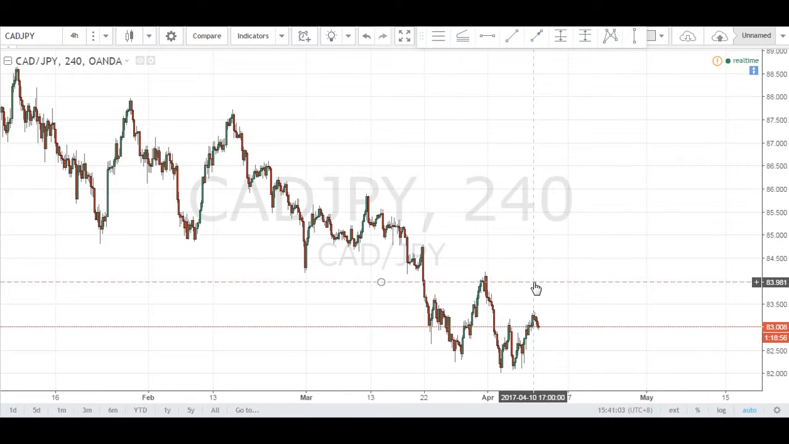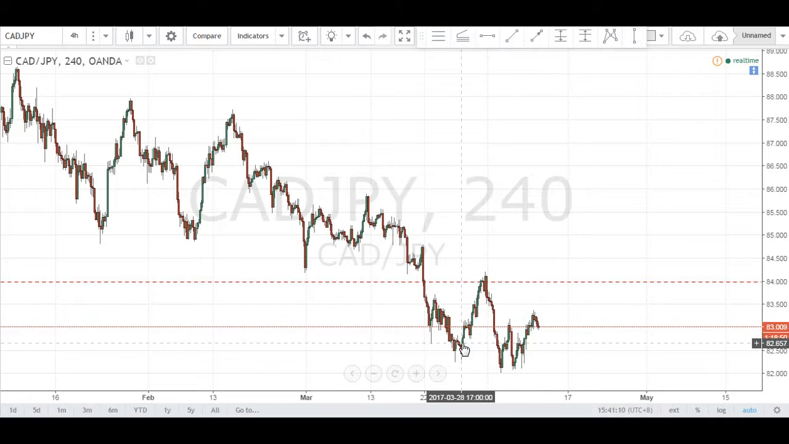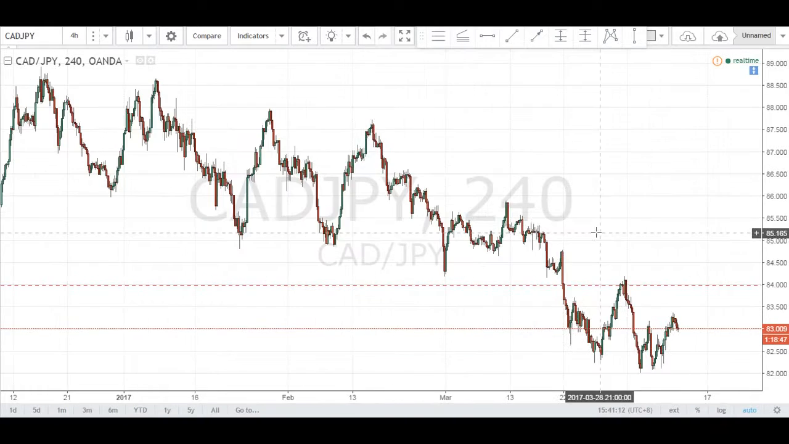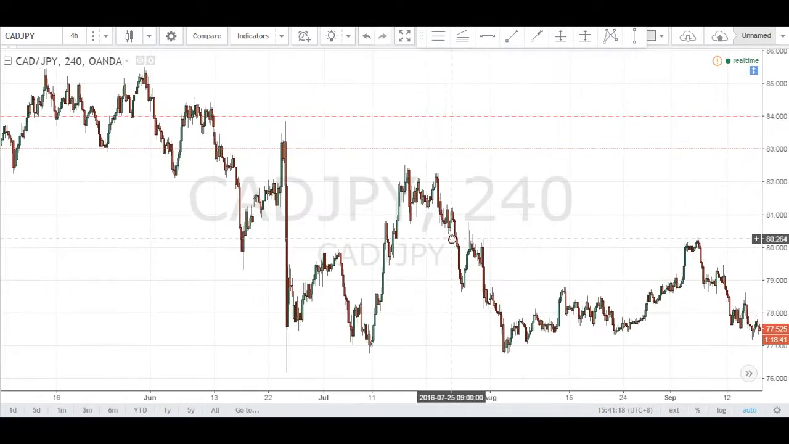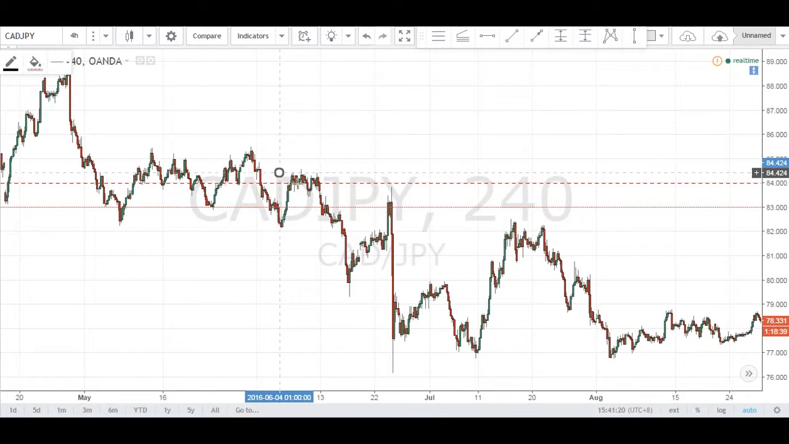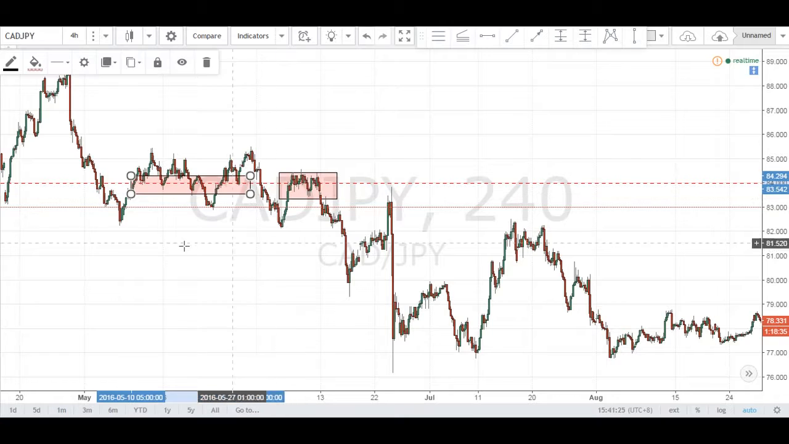And right here I've identified a nice point of structure, a nice resistance zone right here, because price has come up into this zone, rejected it. And if you were to look left, you can see that this area has reacted as resistance here, resistance again. And if you were to look left, you can see that price has a lot of consolidation right here. We have a lot of support and resistance right here.